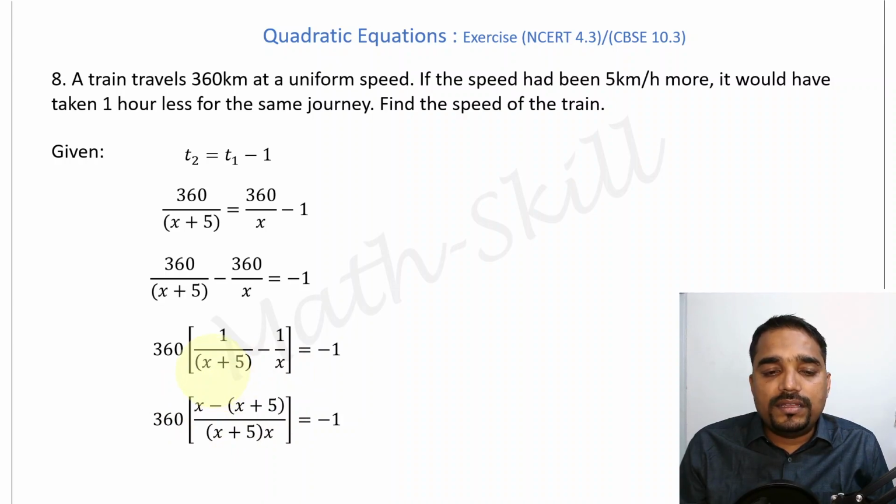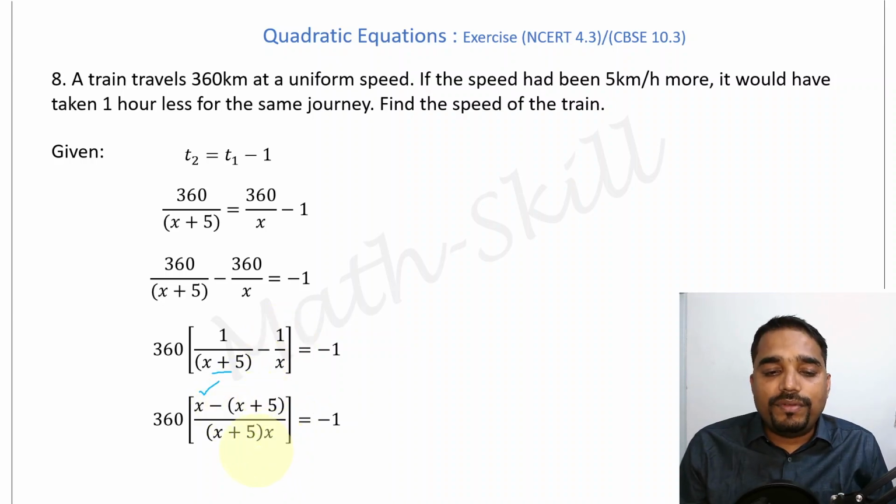How did we get this? This x plus 5 is divided into this particular term in the LCM, wherein x plus 5 and x plus 5 have got cancelled. We are left with x multiplied by 1, which is x. Similarly, x and x have got cancelled, wherein x plus 5 is multiplied by 1, minus of x plus 5, is what we are getting.